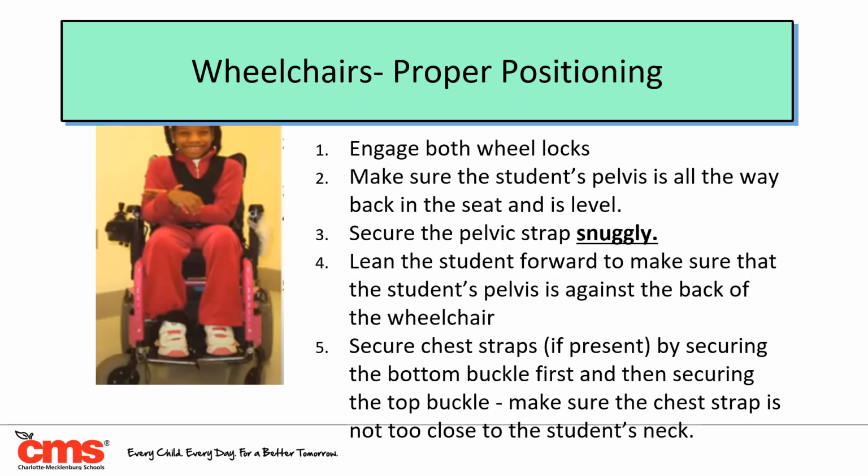For proper positioning of students in wheelchairs, engage both wheel locks. Make sure the student's pelvis is all the way back in the seat and is level. Secure the pelvic strap snugly. Lean the student forward to make sure that the student's pelvis is against the back of the wheelchair. Secure the chest straps, if present, by securing the bottom buckles first and then securing the top buckle. Make sure the chest strap is not too close to the student's neck.